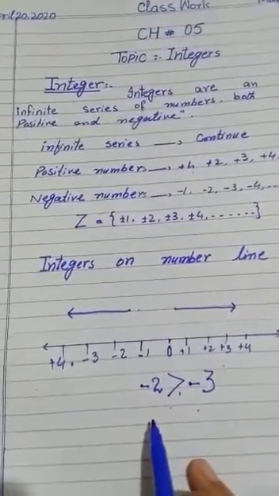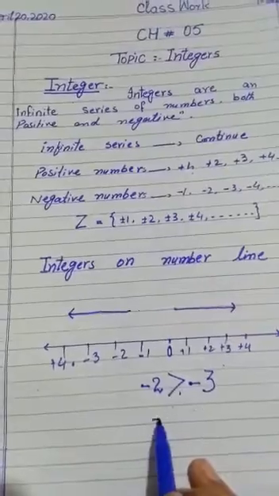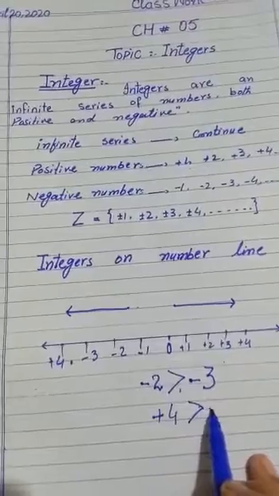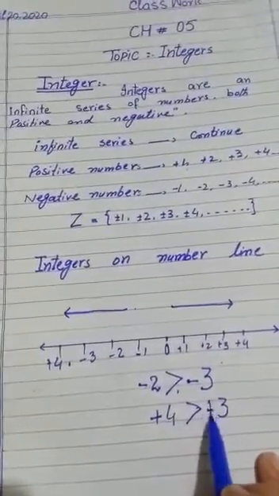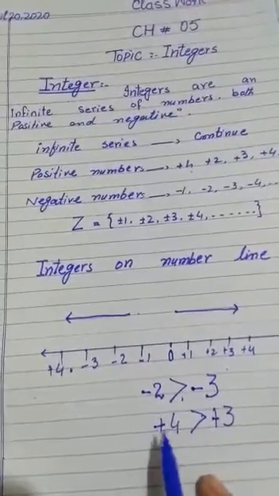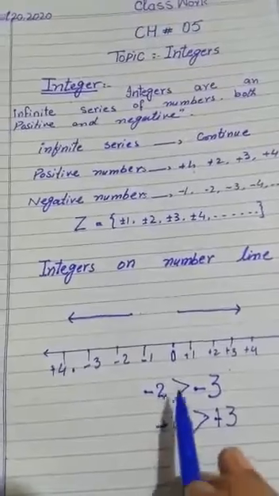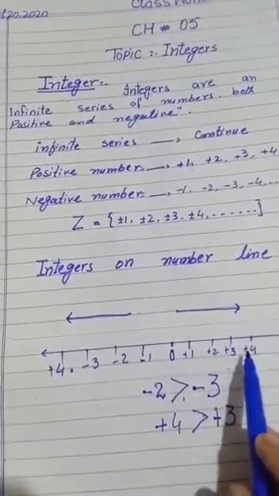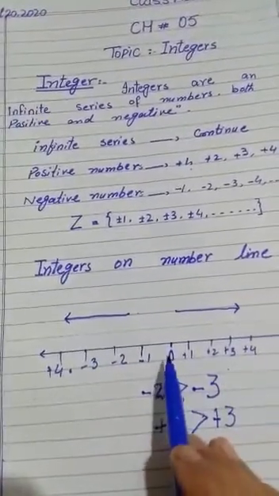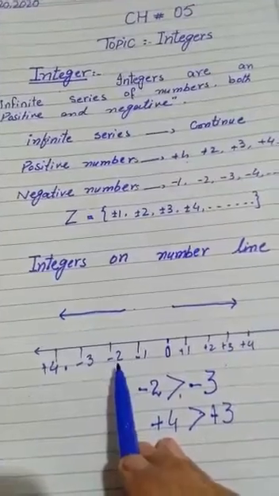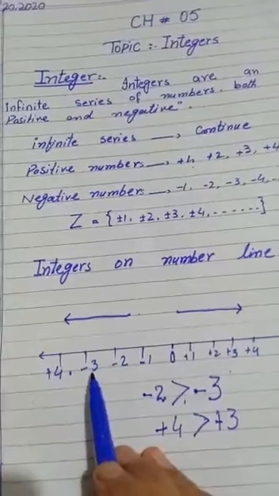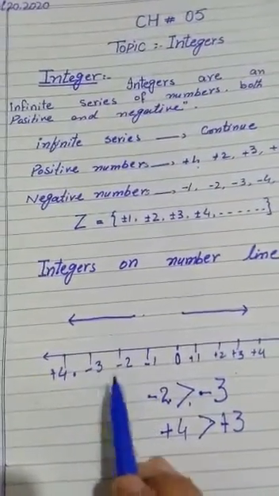Same case here. Now we check the other examples. +4 is greater than +3. It means with a positive sign on both values, when we increase the numbers, the values also increase. But when we move to the left side of the number line and increase the number with the negative sign, the value of the number decreases.